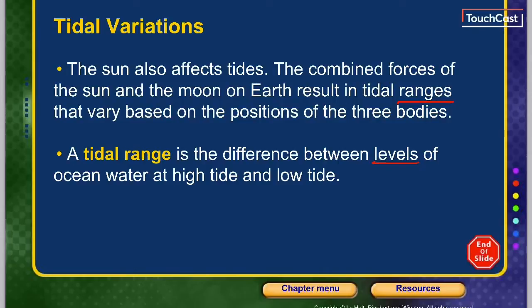So the sun also affects the tides. And so the combined action of where the moon is as it's going around us, where we are as we're going around the sun, all those things influence what's called the tidal range. A tidal range is the difference between the levels of ocean water at high tide and at low tide. So it's actually the moon, the Earth, and the sun that are important in influencing the tides.